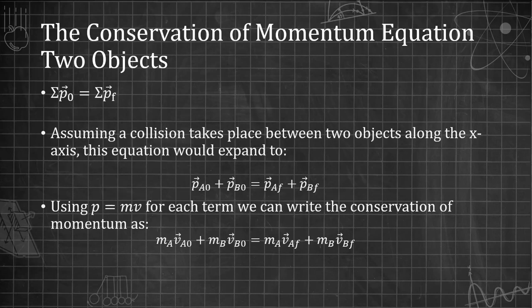If we have two objects that are colliding or interacting with each other, then we can expand this equation for the momentum of each object initial and the momentum of each object final on the left and right-hand sides of the equation. Then, using the equation momentum equals mv for each term, we can write the conservation of momentum as m_A times v_A initial plus m_B times v_B initial equals m_A times v_A final plus m_B times v_B final, where A and B are just objects A and B respectively.